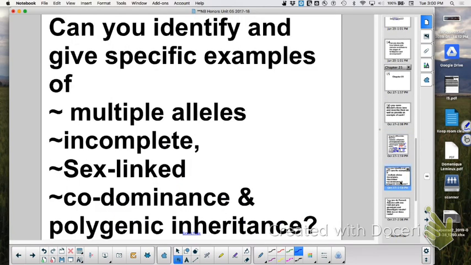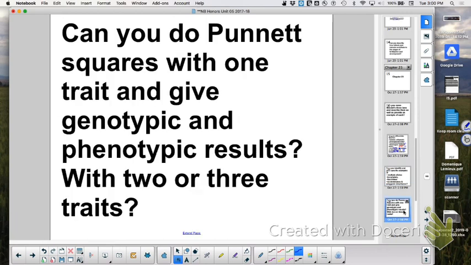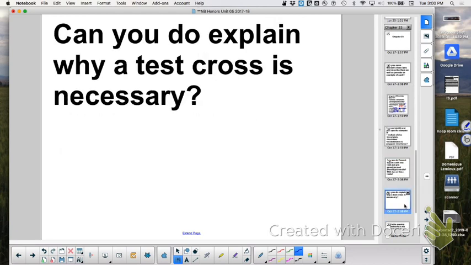Okay, next. Can you identify and give specific examples of multiple alleles, incomplete dominance, sex-linked, codominance, and polygenic inheritance? Yes, we just did that. Can you do Punnett squares with 1 trait and give genotypic and phenotypic results with 2 traits? Remember how we do the product law? Do individual Punnetts, multiply them together. Can you explain why a test cross is necessary? Yes. Why would I need to do a test cross?